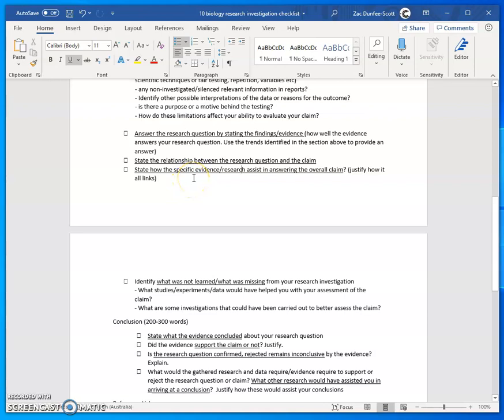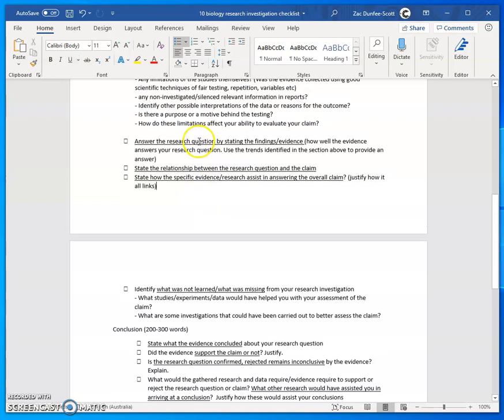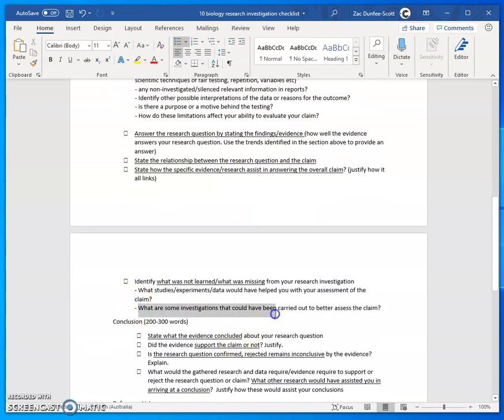The claim was inconclusive, because there wasn't enough. It was unreliable. Anything like that. Well, what could we have done to better assess this claim? Or consequently, even if you did find a direct relationship there, and even if you did say yes, it's confirmed, and the research question is confirmed, and the claim is confirmed to be correct and true, you can still say, well, what other tests and experiments and data could there be out there to even better cement that claim as true fact?